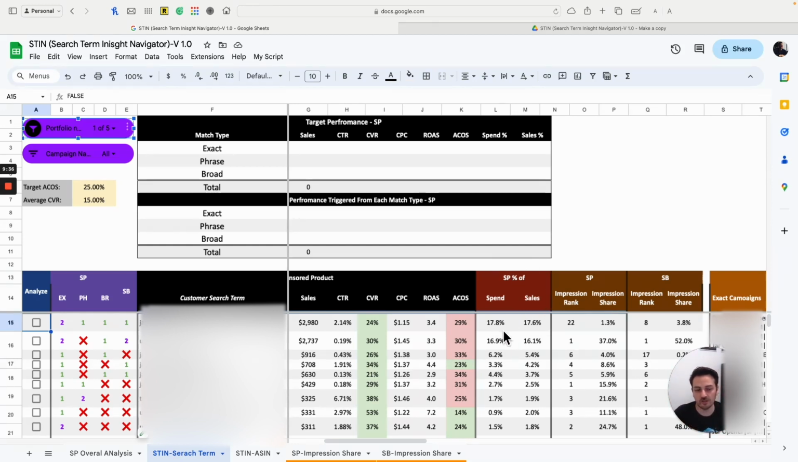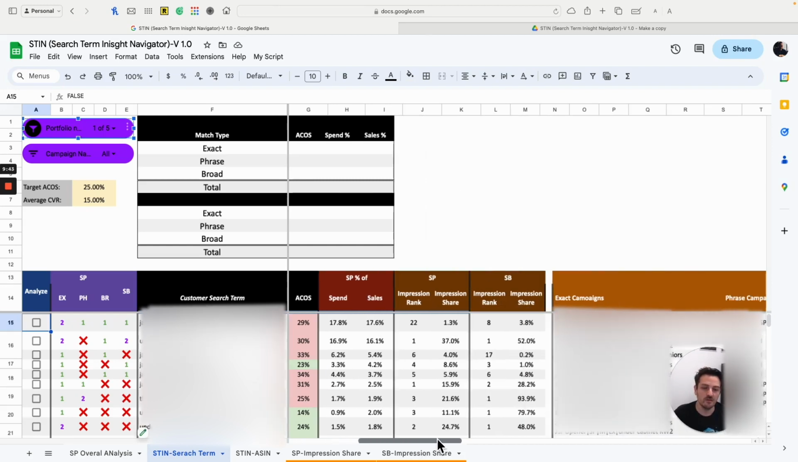So for sponsored product, in this case, around 17.6% of sales come from this first term. We have impression rank and impression share. So 22 is the impression rank for this term, and impression share is 1.3. And for sponsored brand, these numbers are read from here because I have this impression share sponsored brand report. So 8 is the impression rank for this term for sponsored brand, with 3.8% impression share.